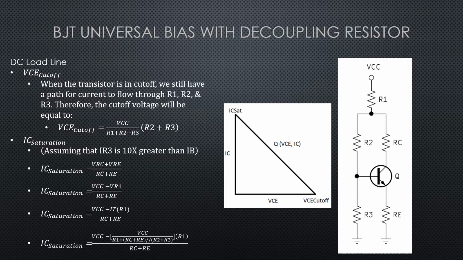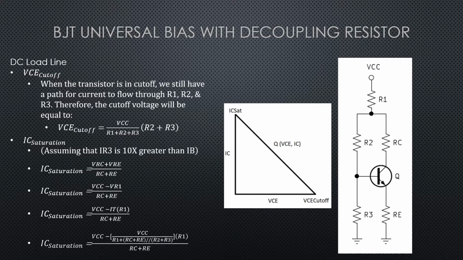Now saturation, we're going to look at it exactly like we've been doing before. We're going to treat that transistor like it's a short. As long as your IR3 is at least 10 times greater than your IB, we can just treat the transistor like a short and put the RC plus RE in parallel with the R2 plus R3 branch. Find an equivalent resistance for that, add that to R1, and then divide that into VCC. That gives us our total current when the transistor is saturated.